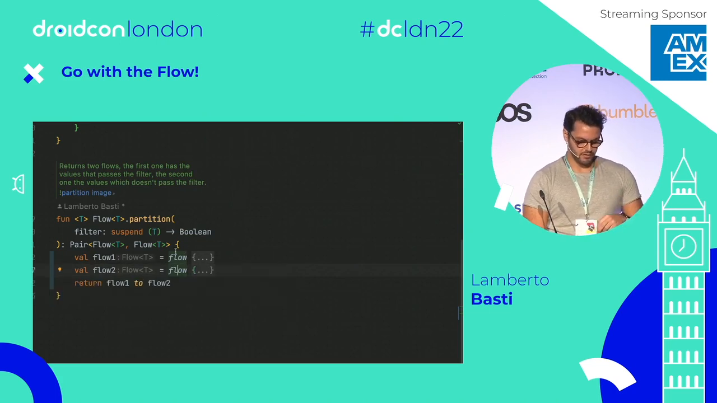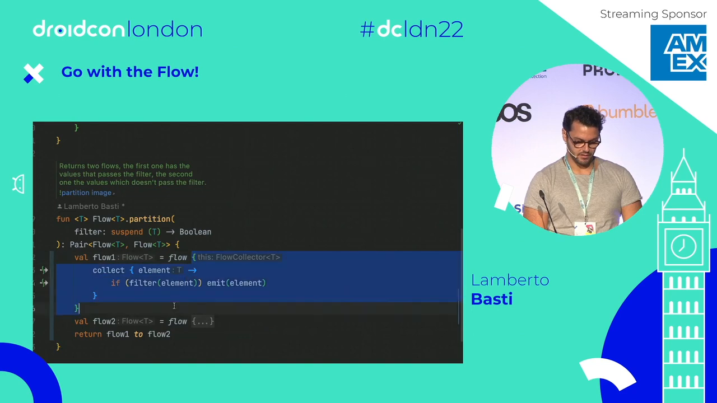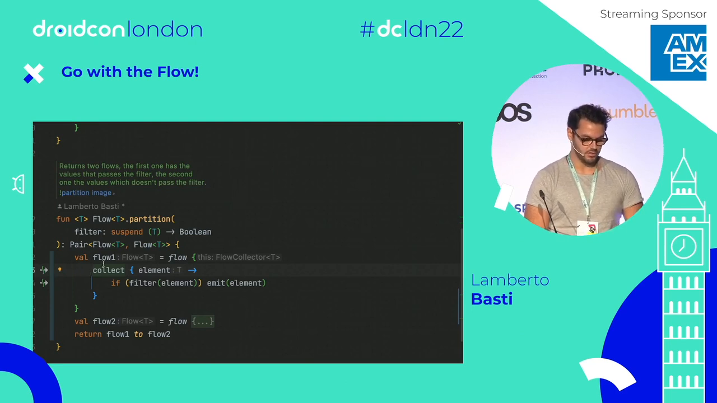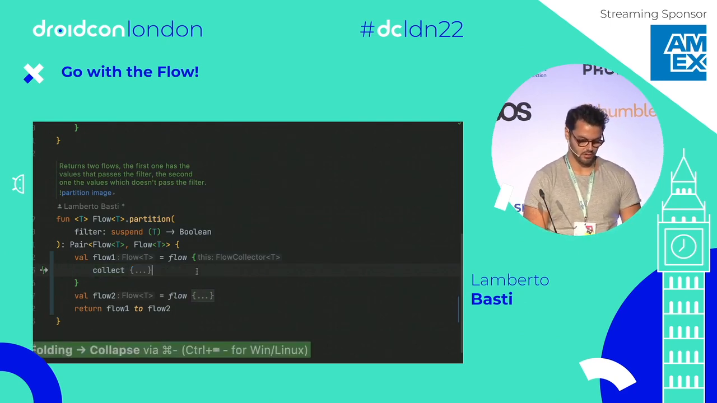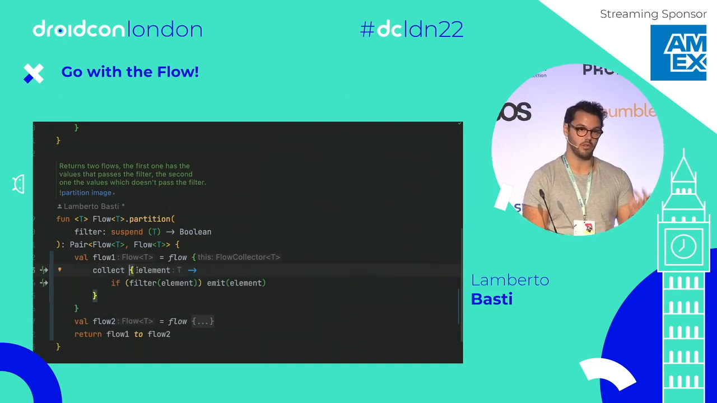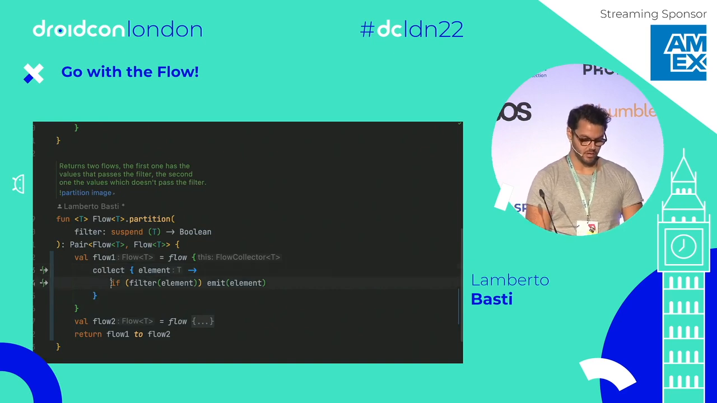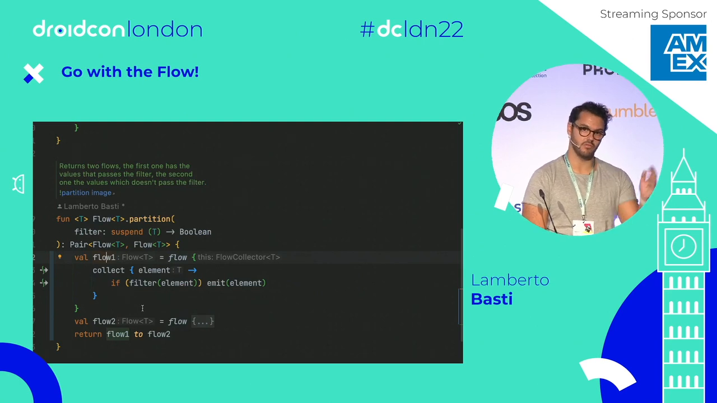So when you call collect, for example, on flow 1, this lambda gets executed, and you start collecting the upstream flow. On the left, there is a symbol in IntelliJ or Android Studio that shows you this is a suspend call. You're not going to go further in the execution here, because you're going to stop here and collect all the elements from the upstream until the upstream is closed. For each element of the upstream, we execute this, and this just emits the element if it passes the filter. We emit it in this flow 1 here. The same goes for flow 2. And then we return the flows.